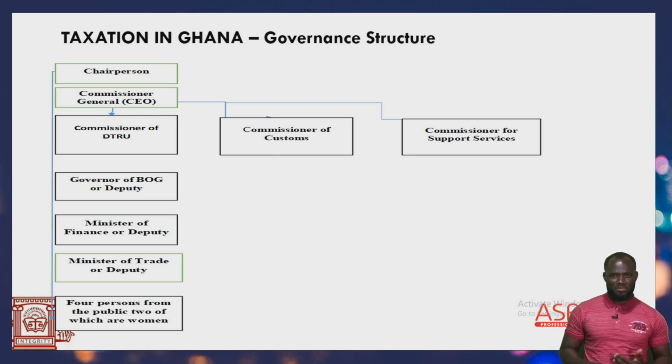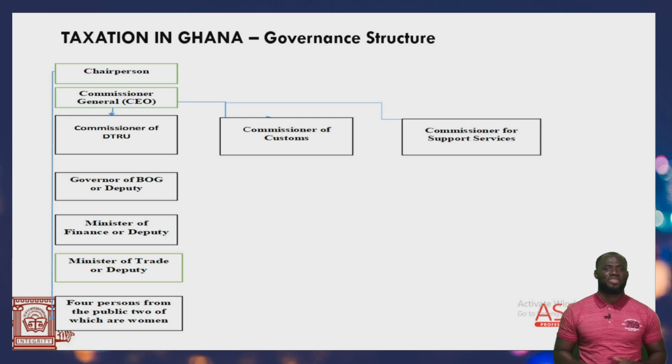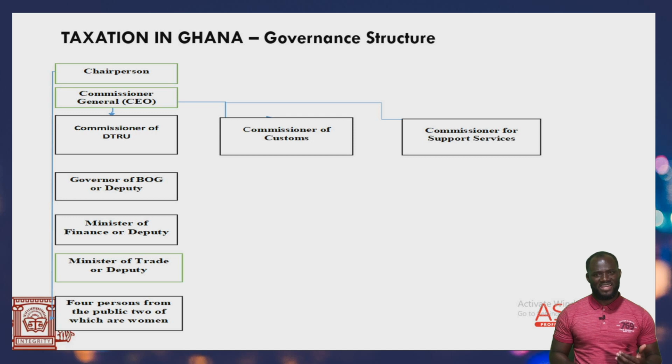The other members of the board are made up of the Governor of the Bank of Ghana or his deputy. We also have the Minister of Finance or the Deputy Minister of Finance, or any representative from the ministry, not below the rank of a director. And we also have 4 other persons from the public, 2 of whom must be women. That's what the law says. So these are the elements of the governance structure, or the board membership, of the Ghana Revenue Authority.